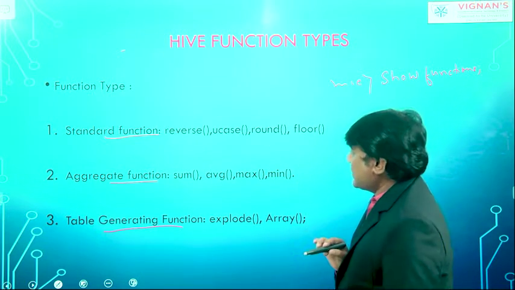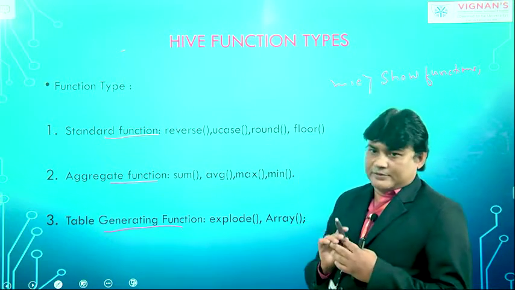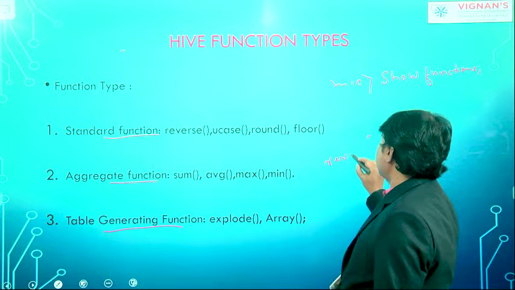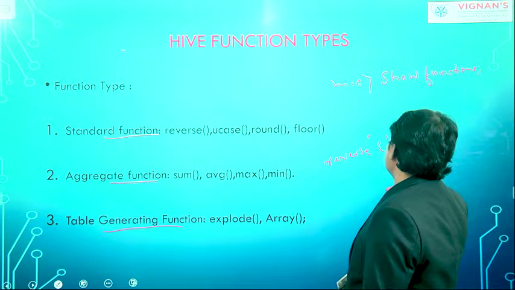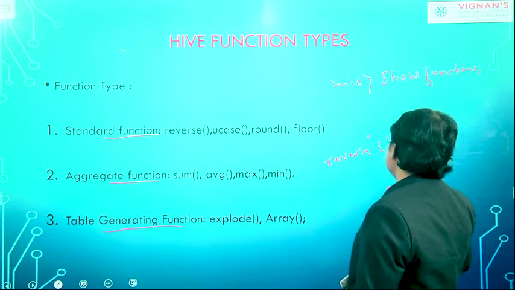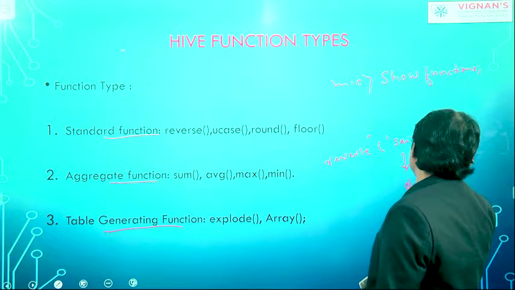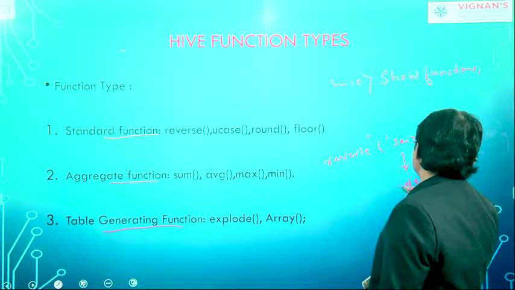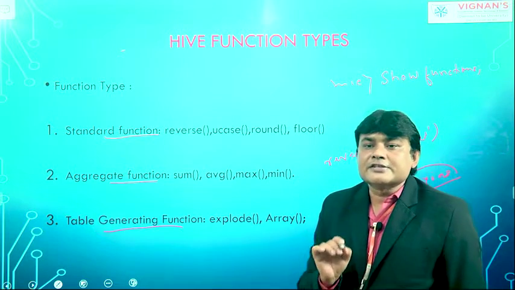A standard functions type means we use the basic functions, like reverse. Suppose you want to reverse a string. I write reverse, and if I give the string Syed as the name, it gives the reverse of this string. So what output do we get? You get D E Y I A S. This is the output. By using the reverse function, we can reverse strings.